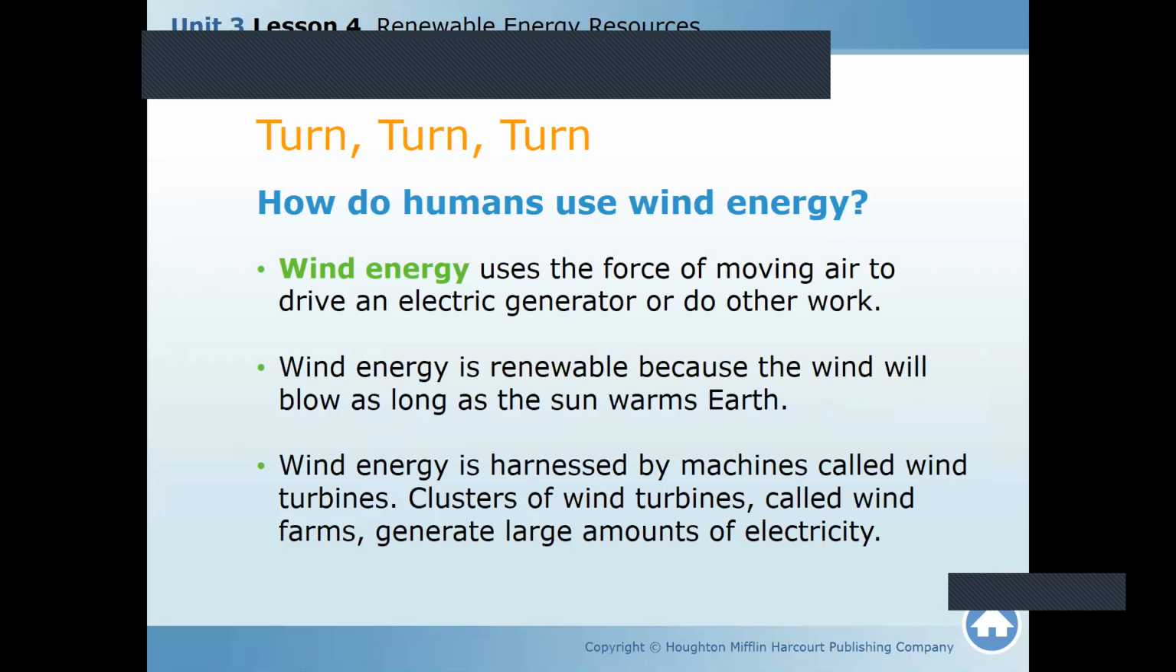Clusters of wind turbines called wind farms generate large amounts of electricity. With one wind machine, you cannot move the turbines. You have a machine, that tall table fan that is connected to wind turbine. Those so many wind turbines, they're called as wind farm. They generate large amount of electricity. Even yesterday I was showing in the video that it gives 3 million tons of electricity.